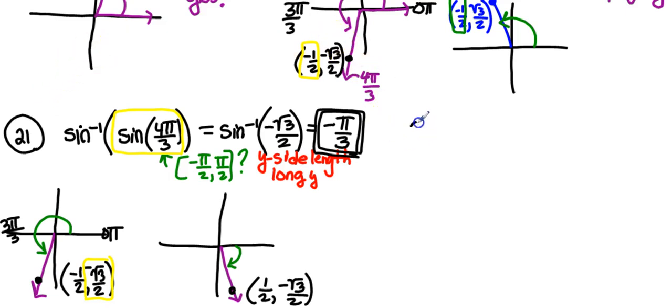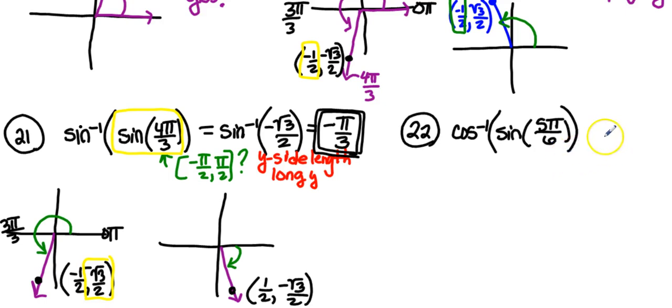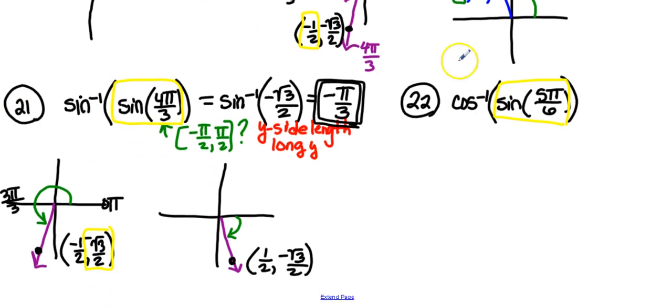Last but not least, number 22 says cosine inverse of sine of 5 pi over 6. I'd ask that you press pause on this and work it out and see if we match. My hint will be find this first. Press pause. If you are now listening, I am assuming that we have done our absolute best to go start to finish on this question by ourselves. So let's see if we match.